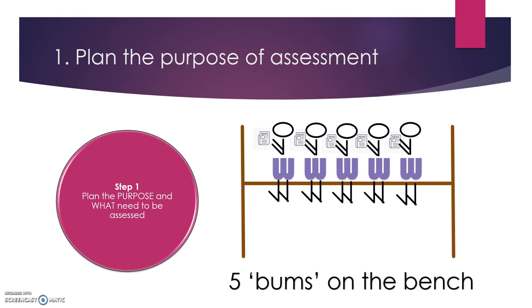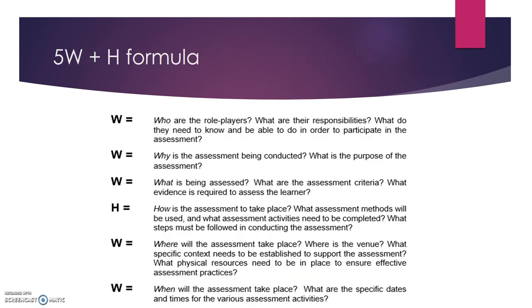So what we're going to use, the formula, if we can call it that, to plan this assessment, we call the 5 bums on the bench. If you can use a bit of creativeness, then you can see maybe what the bums refer to, but maybe that is a way to help you remember the aspects that we need to remember for this specific formula. So the formula of the 5 bums on the bench refers to 5 W's and 1 H.